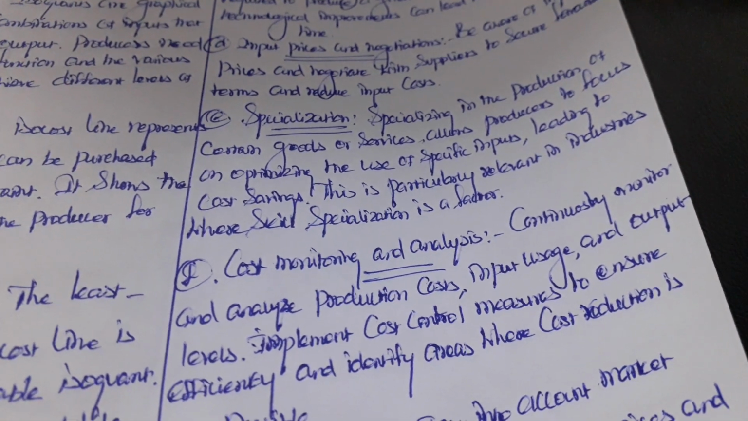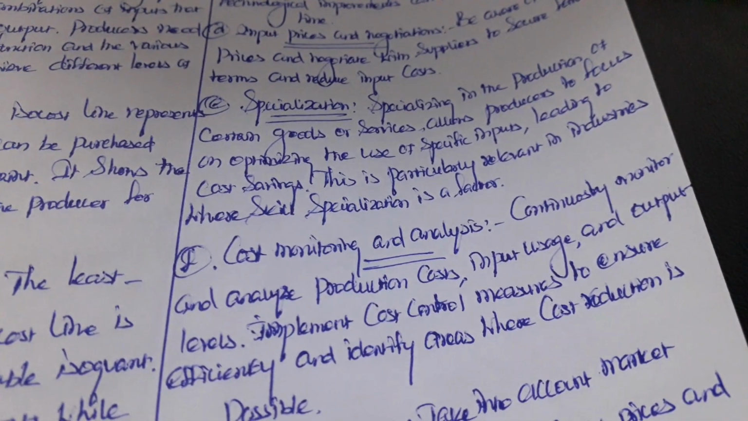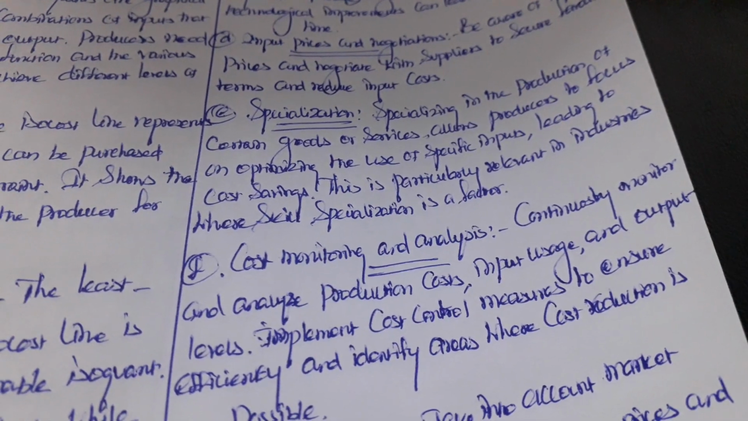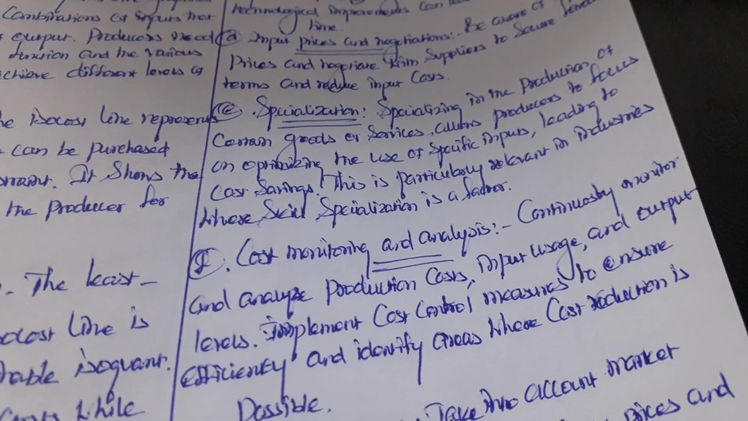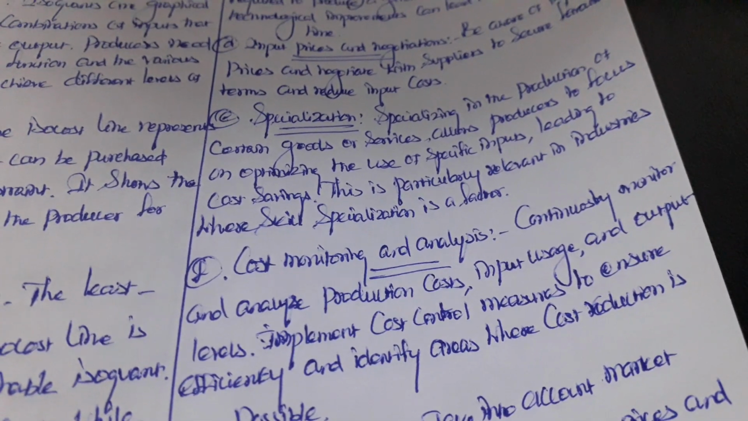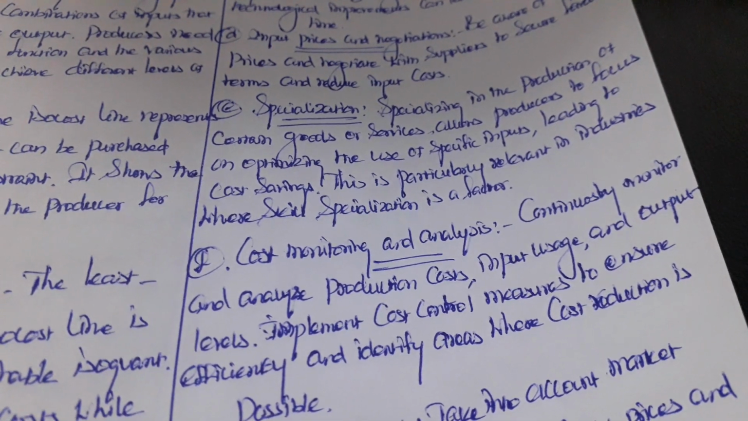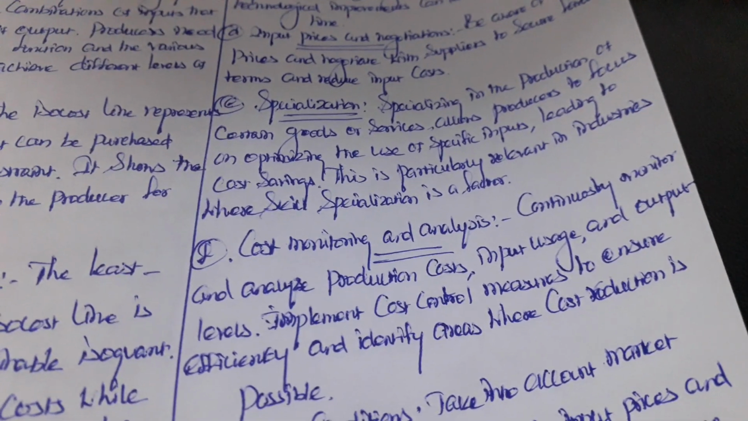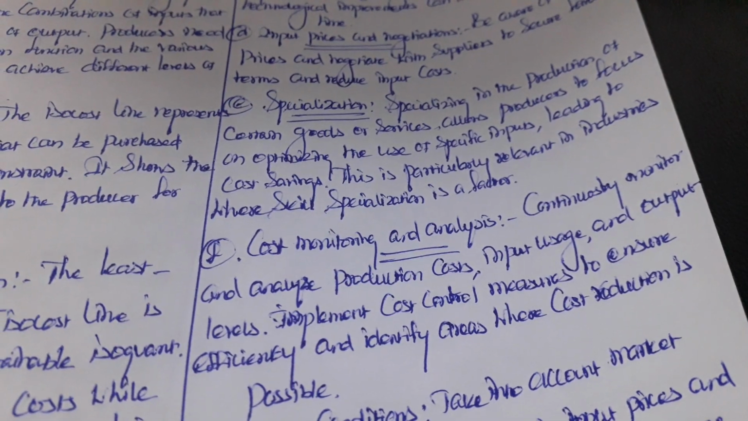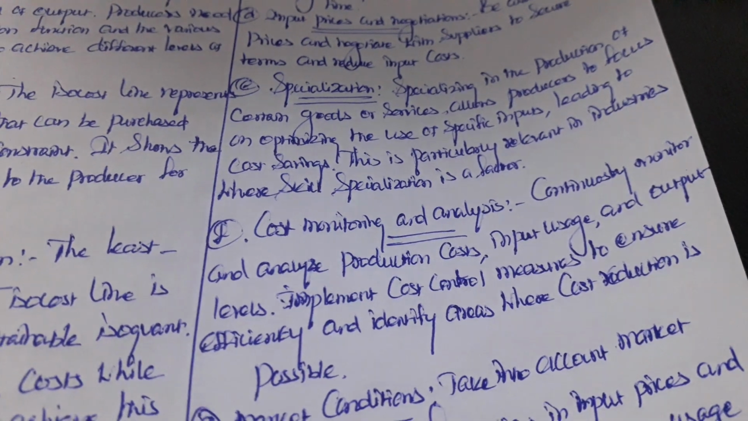Producers need to produce specialized products, which allows them to focus on optimizing the use of specific inputs, which may lead to cost savings. This is applicable in industries where skill specialization is a factor.